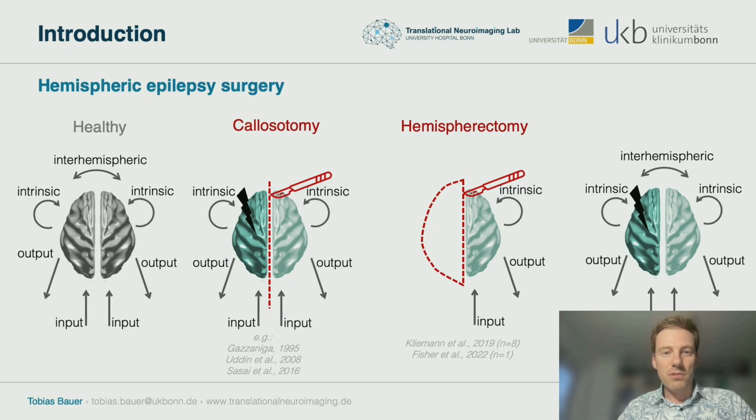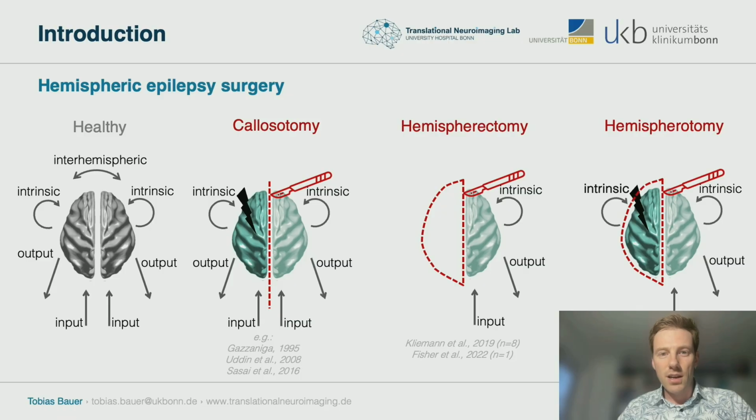There, the lesioned hemisphere is removed entirely, so there's basically nothing left that one could analyze using MRI. But the remaining hemisphere still has its intrinsic connectivity and has input and output to the remainder of the central nervous system. And now the more interesting case that we are studying here is the so-called hemispherotomy, or functional hemispherotomy, where the lesioned hemisphere is entirely disconnected from the rest of the nervous system. So it keeps its intrinsic connectivity, but it doesn't receive any input and doesn't generate any output to the remainder of the nervous system. And it's also disconnected from the other hemisphere.